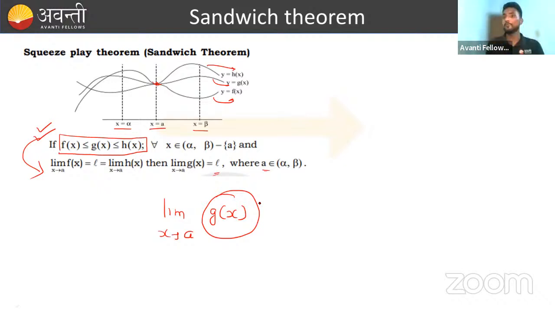We are applying the sandwich, and we know that if a sandwich is formed, then whatever the limiting value of f(x) is, that will be the limiting value of h(x), and whatever is common to both will also be equal to the limit of g(x). So whatever g(x) they give in the question, we have to create f(x) and h(x). It will be clear once we see one example, guys.